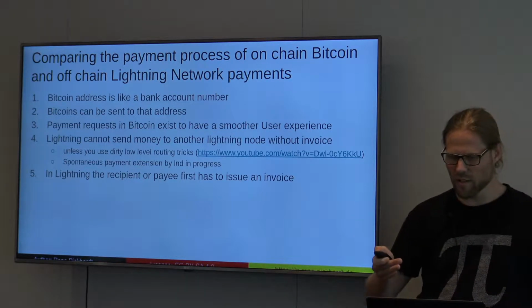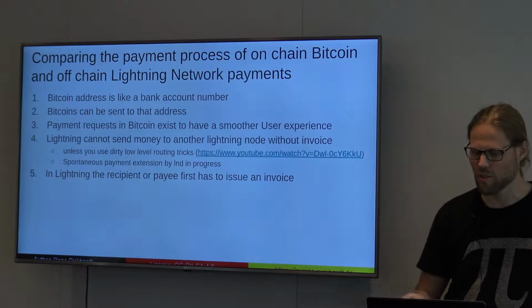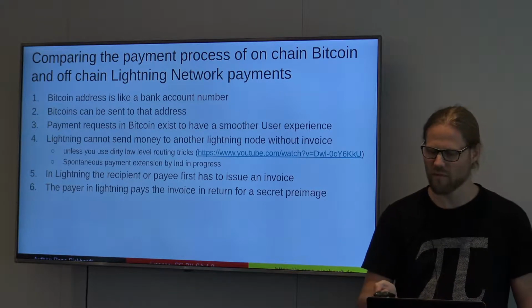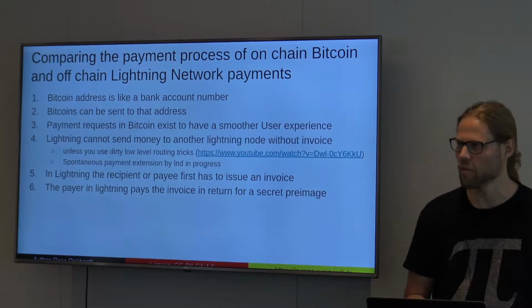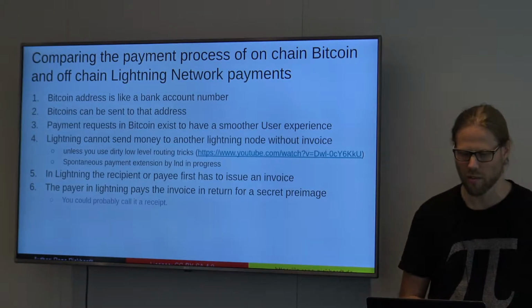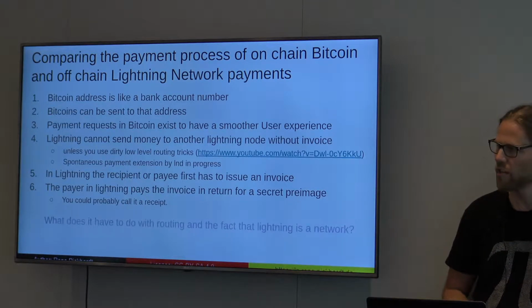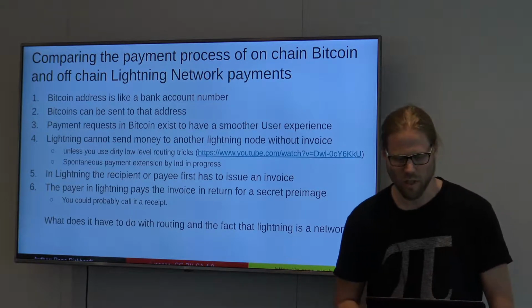So in Lightning, the recipient or payee first has to issue this invoice, as I just mentioned, and the payer in Lightning pays the invoice in return for a secret pre-image. I mean, that's all stuff that we already know. You could call this secret pre-image also a receipt, right? The proof of payment that we mentioned before.